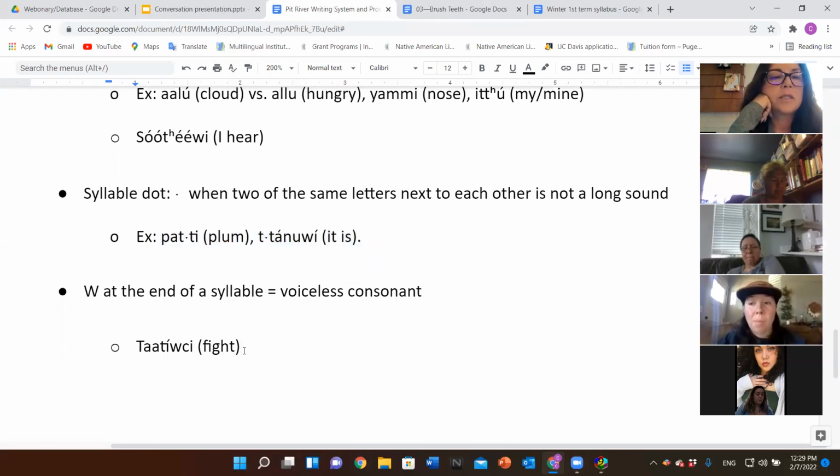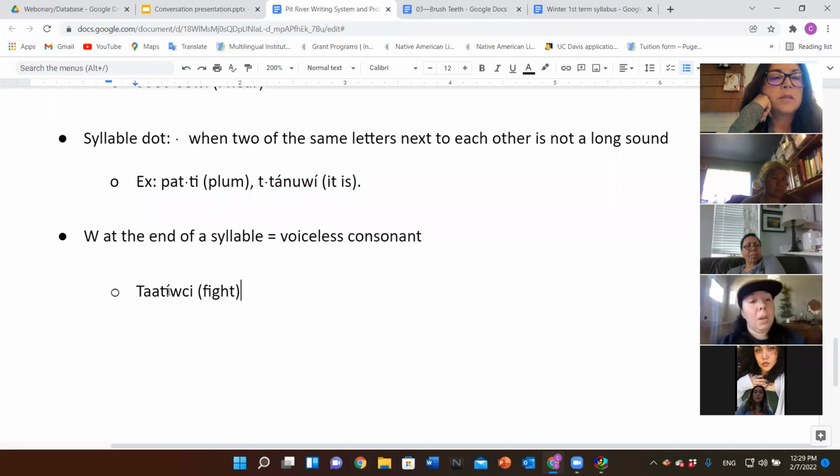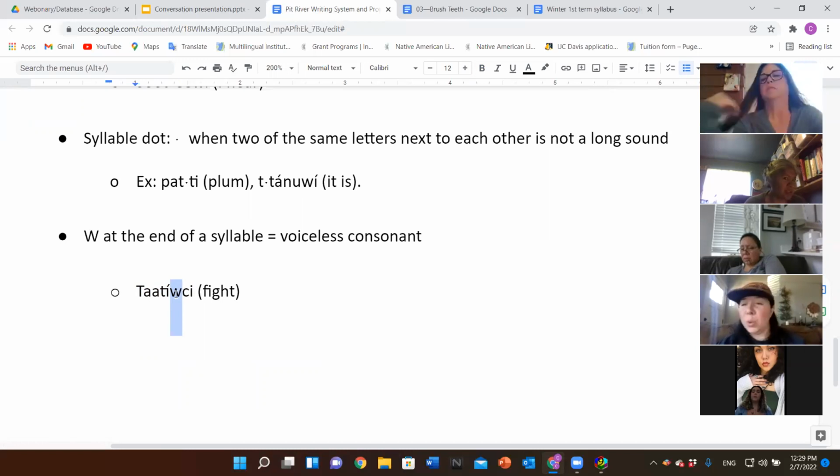And then this last one is the W. When it comes at the end of a syllable, it turns into what's called a voiceless W. So it just sounds different. Instead of da diu ji, it'd be da diu ji. You still make a W shape with your mouth, but you don't make your vocal cords vibrate. You don't say the ew, da diu ji.